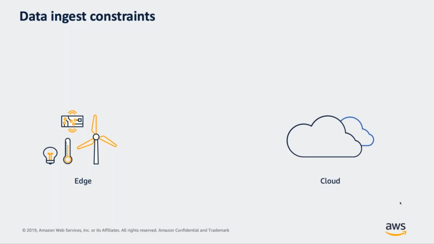And then there is the cloud, the AWS cloud. Now, our objective is to ingest data from IoT devices deployed on the edge, in the factories, in shops, in your homes, into the cloud.